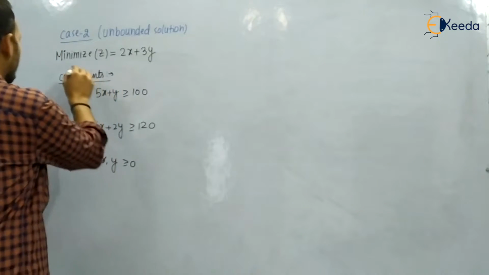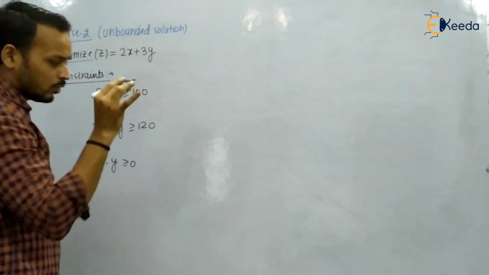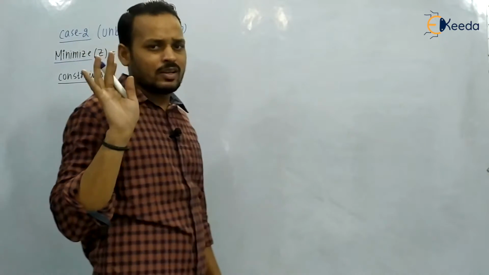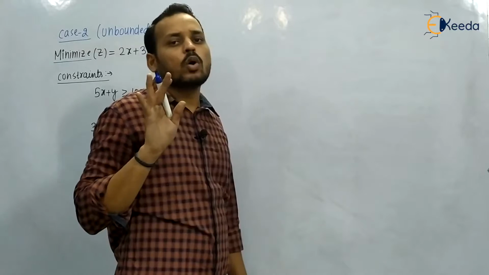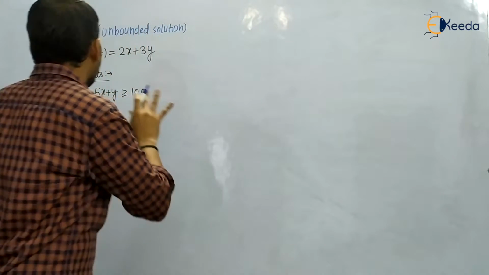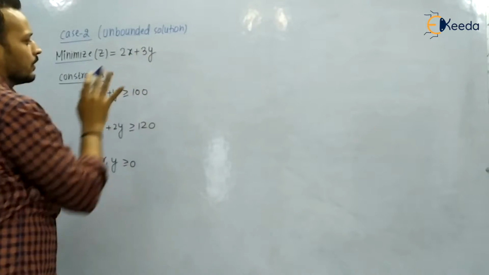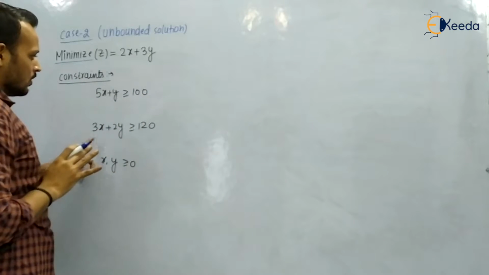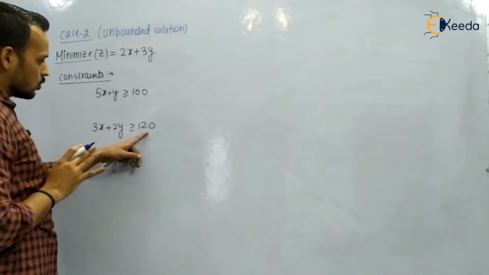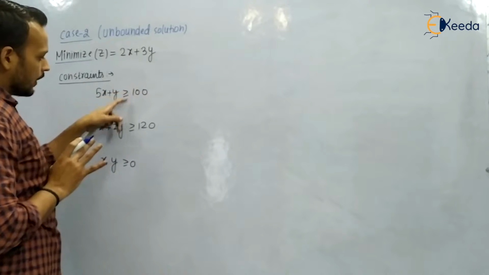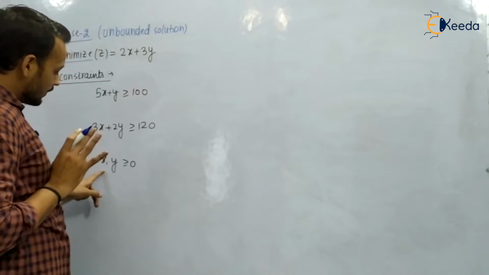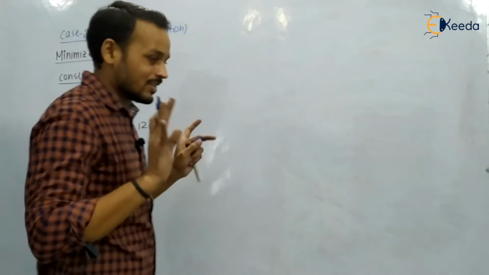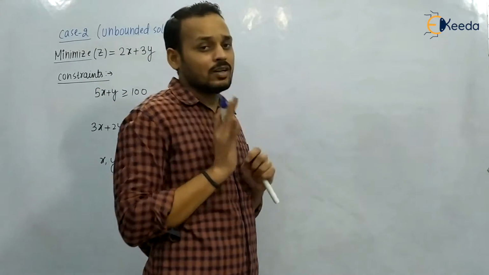Now our objective function is minimization type. You can also take maximization type, we will take both the cases. So the problem is minimization of 2x plus 3y, and the constraints are 5x plus y greater than or equal to 100 and 3x plus 2y greater than or equal to 120. So greater-than-or-equal-to type constraints are there, and the decision variables have non-negative restrictions. It means they are saying to stay in the first quadrant.